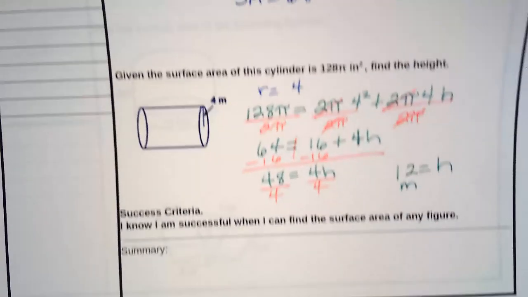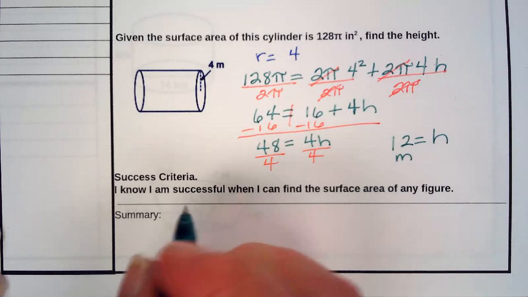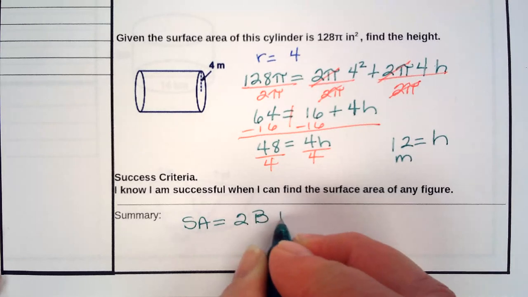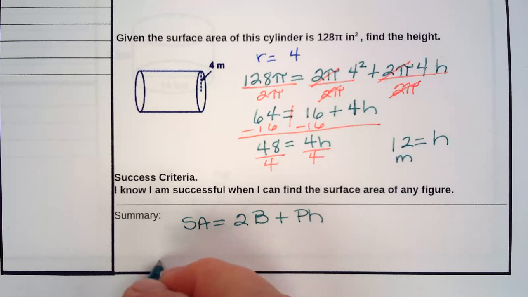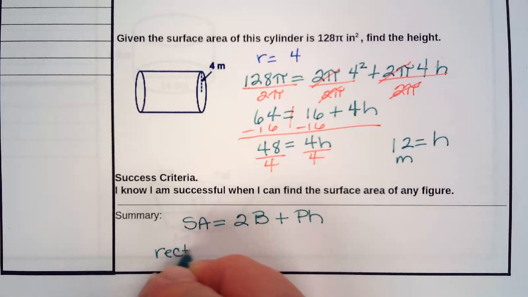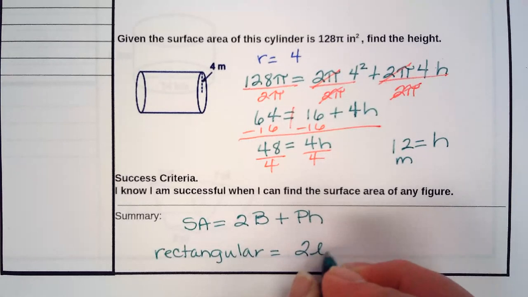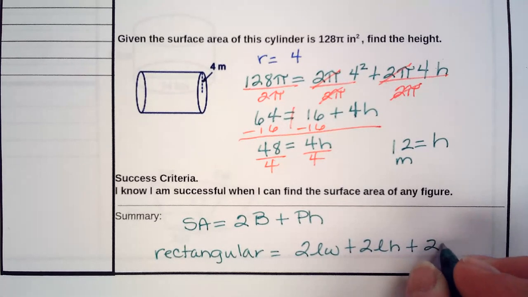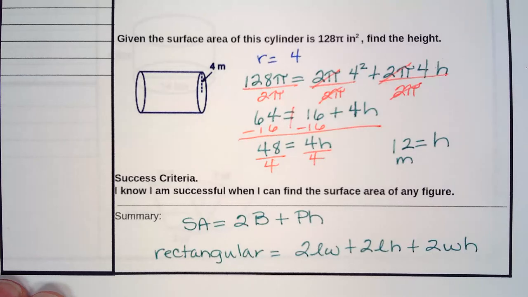So, how do you know when you're successful? You know you're successful when you can find the surface area of any figure. Remember, your surface area is 2 times the area of your base plus your perimeter times your height. For a rectangular prism, it'll be 2 times my length times my width plus 2 times my length times my height plus 2 times my width times my height. Just learn to find the different variables, what they are, and plug and chug.